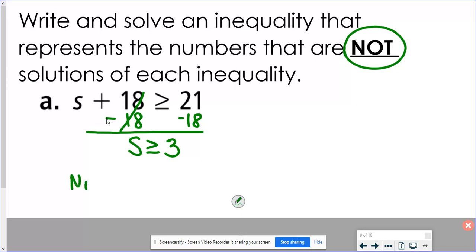So for not solution, I would want to keep the S. I would want to keep the 3. But I need exactly the opposite sign. Here's the thing. It's not going to be less than or equal to, because the equal part is part of the solution. So all I want to do is get the exact opposite sign, which is a less than. Anything that's less than 3 is not the solution for this.